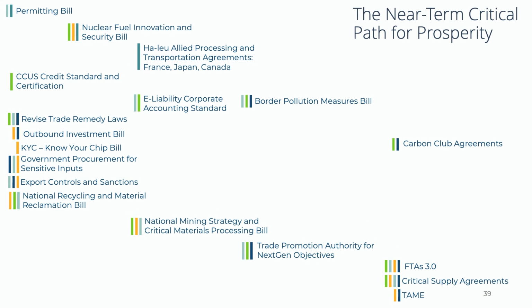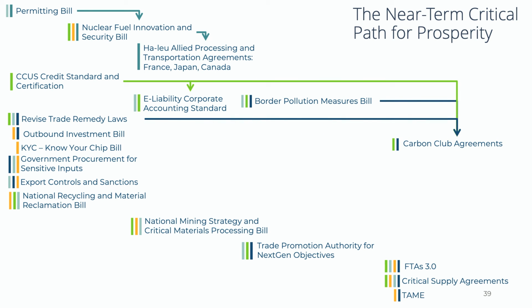Finally, or not finally, two more slides, guys, we're almost done. There is a critical path on these policies. They're linear. Some things have to happen before other things, right? And so if you want nuclear fuel innovation, you need a permitting bill. If you want processing agreements with partners, you have to have an innovation bill. If you want corporate accounting standards for climate, you really need a credit standard for CCUS. You have to be able to move things across your balance sheet. Otherwise, you're just counting just to count.